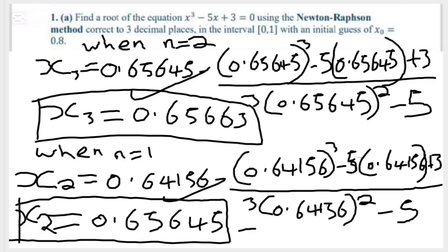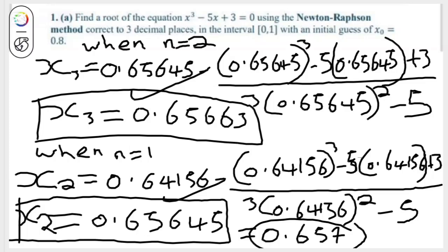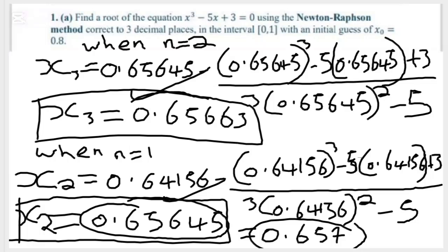I can say all of them can be approximately equal to 0.657. Yes, this can be approximately equal to 0.657, and also this can be approximately equal to 0.667. So when I rounded it off to 3 decimal places, the process has converged. So therefore this is the end of this question.